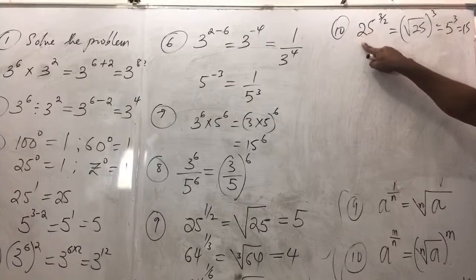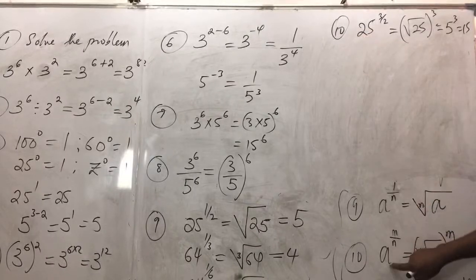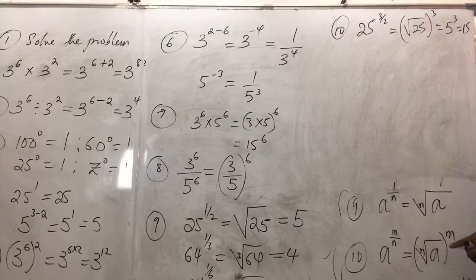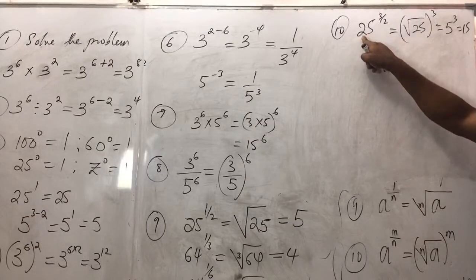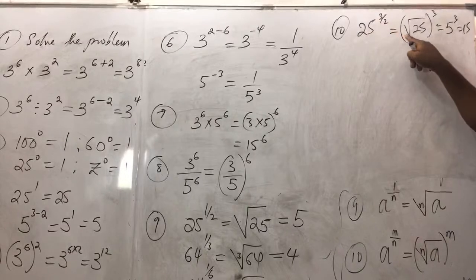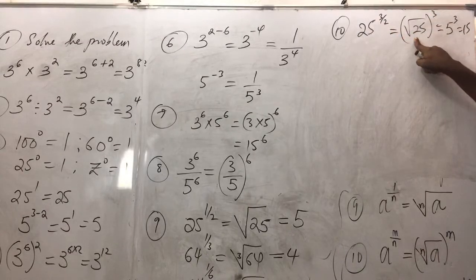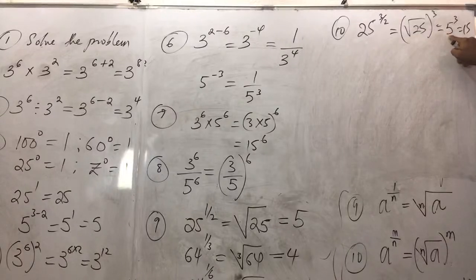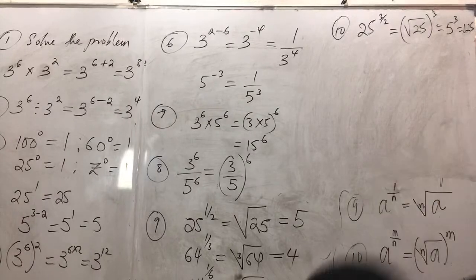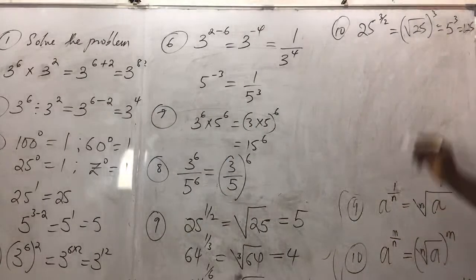Now, look at law number 10. It says that a raised to power m over n is the nth root of a all raised to power m. And that gives me 25 raised to power 3 over 2 as the square root of 25 raised to power 3. And the square root of 25 is what? It is 5. 5 raised to power 3 will give me 125. I previously said 15, which was an error. Sorry, guys. So, let's go over to the next.